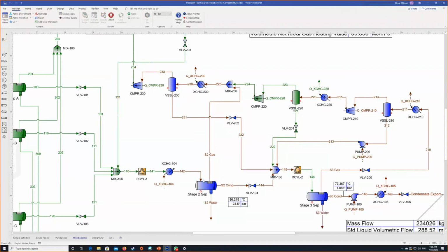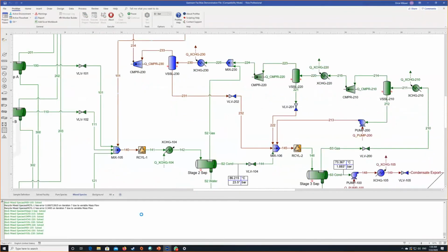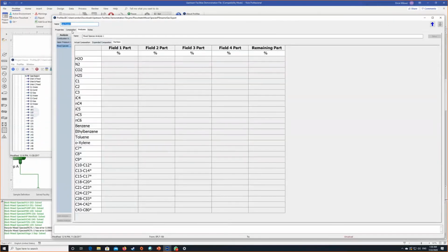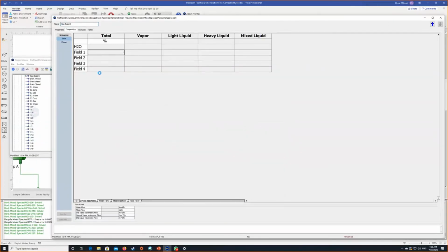Is it possible to know the percentage contribution of each source field in the final gas export? Yes, that's the first screen that I showed you. Let's just let this system solve real quick. Under gas export, in the composition tab, that is the contribution. As you can see, it's iterating right now, but around 5% comes from field 1, around 3% comes from field 2, 48 and 43% comes from 3 and 4 respectively. So that's the contribution of each field to the gas export, the overall stream.